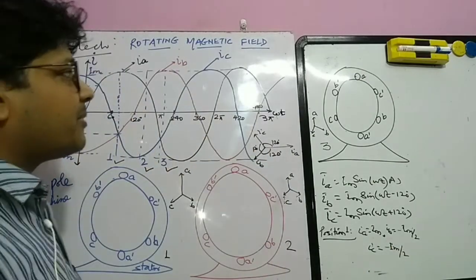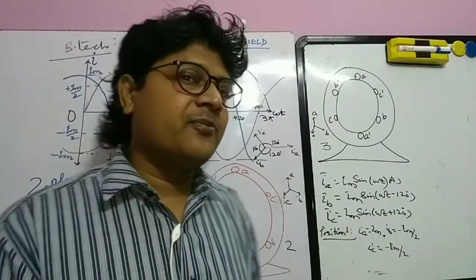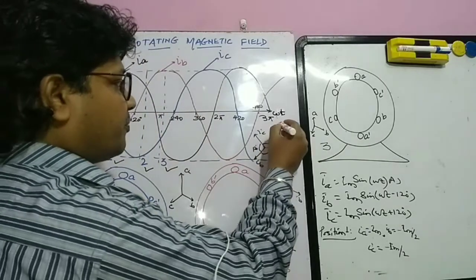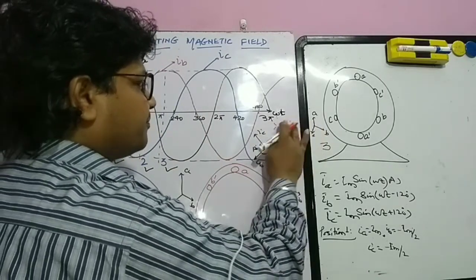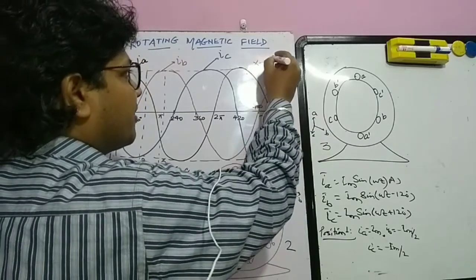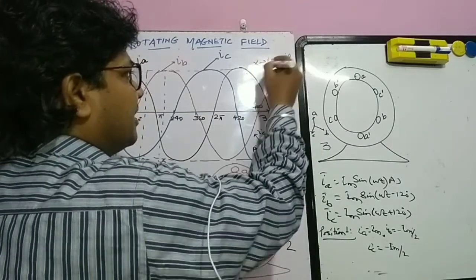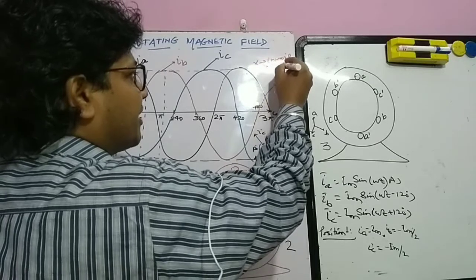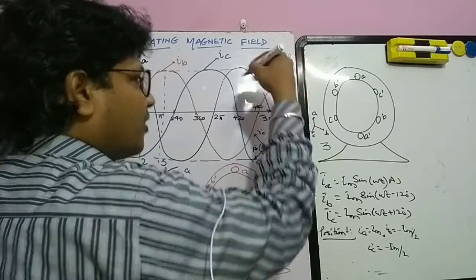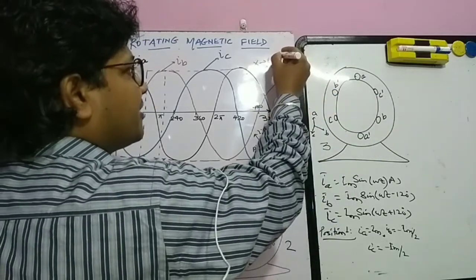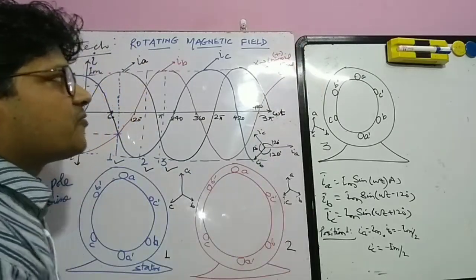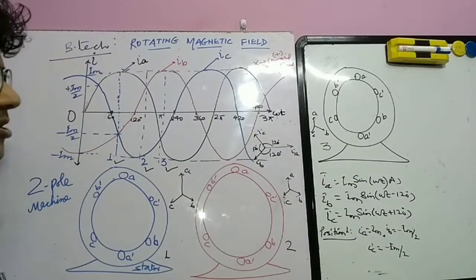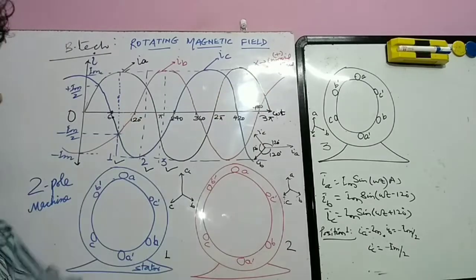What we have to keep in mind is that positive current will be taken as inward current. A cross is for inward current, and a dot is for outward current. So a cross is for positive current and a dot is for negative current. This will be the convention we keep in mind.